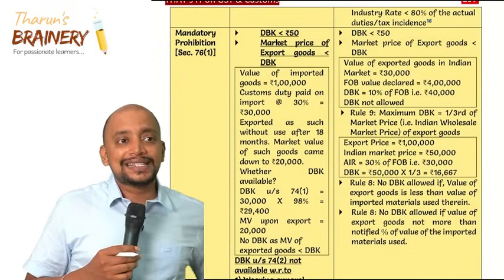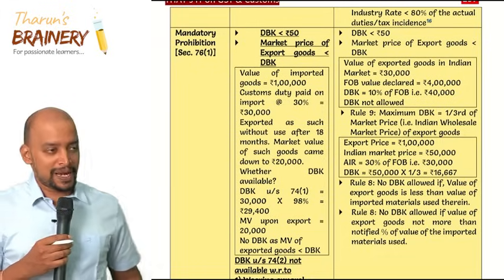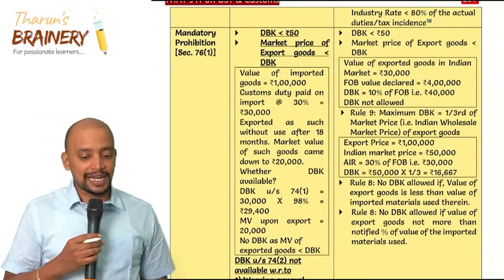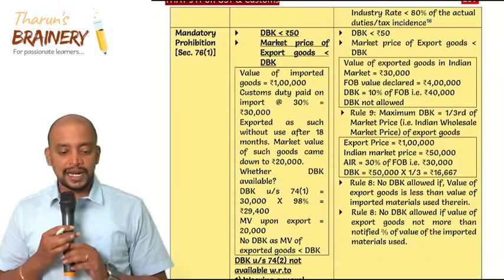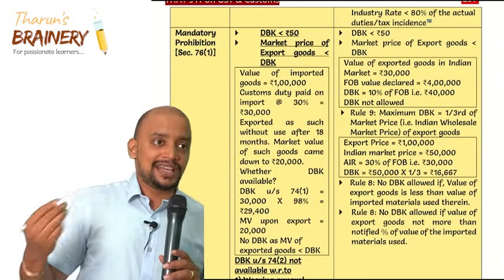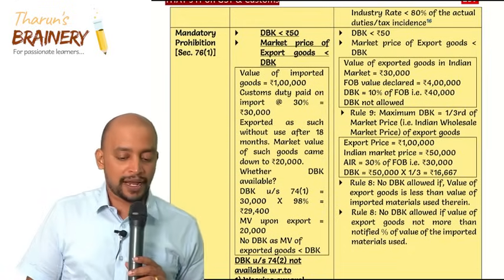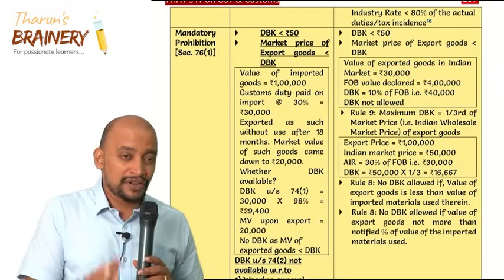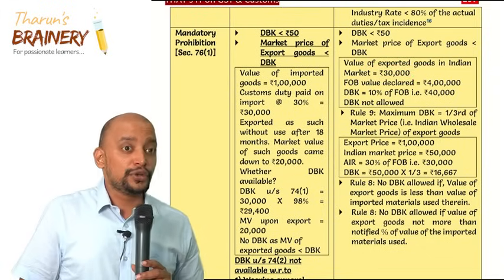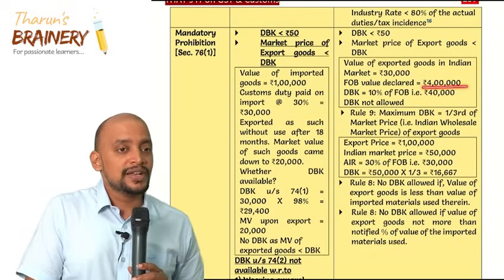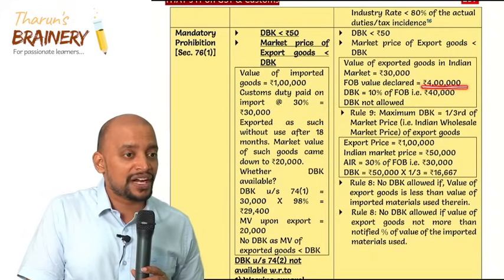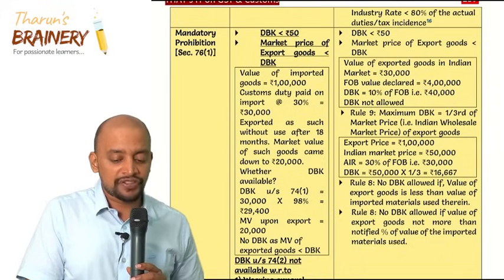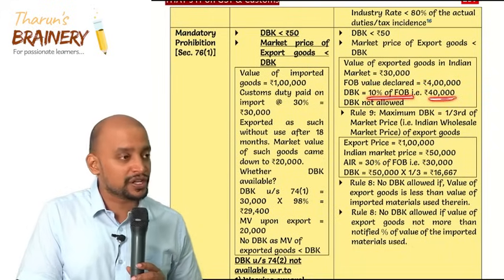Duty drawback less than 50 rupees, we will not get duty drawback. This is common. Then second point, market price of the export goods is less than duty drawback. When this scenario will arise? Suppose if you inflate the value of the goods to get more duty drawback amount. Say value of export goods in Indian market is 30,000. The value of those goods is 30,000 only. But you declared as 4 lakhs. When you declare it as 4 lakhs means you are inflating. Why are you inflating? To get more duty drawback. And the duty drawback notified is 10% of FOB, that is 40,000.